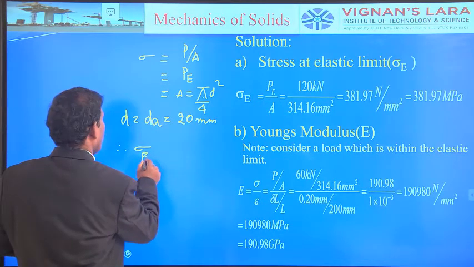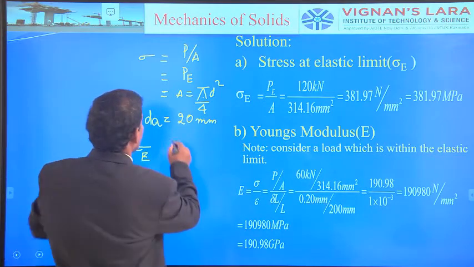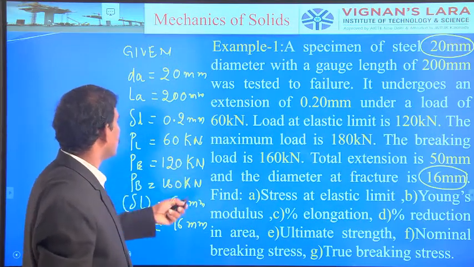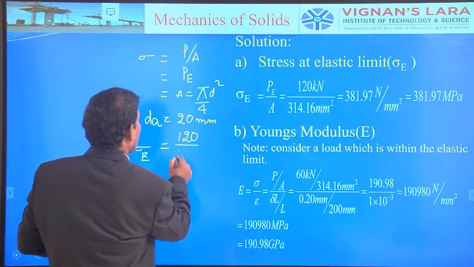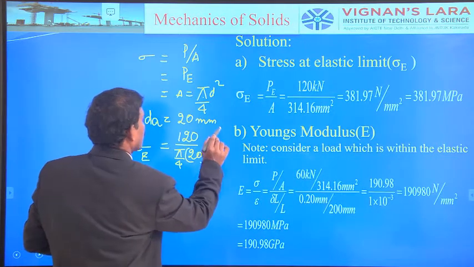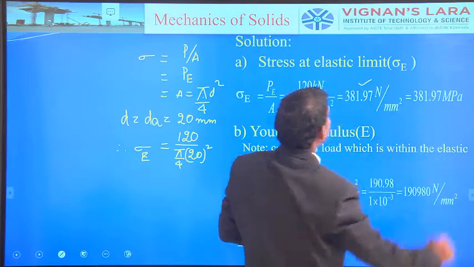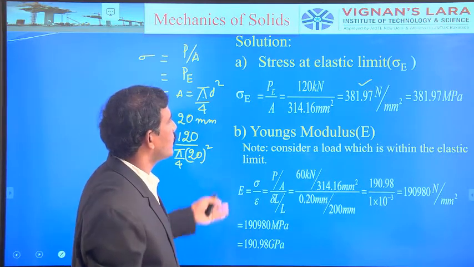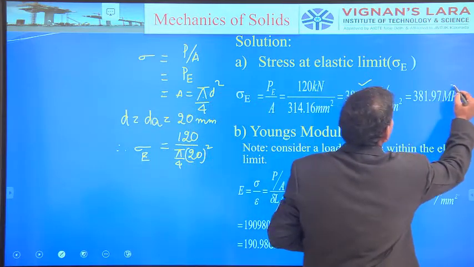Stress at a particular point, that is at the elastic limit, sigma E, we know P is equal to 120. So that is equal to 120 divided by pi by 4 into d, that is 20 mm, square. The final value is 381.97 Newton per mm square, or 381.97 megapascals. It is calculated.